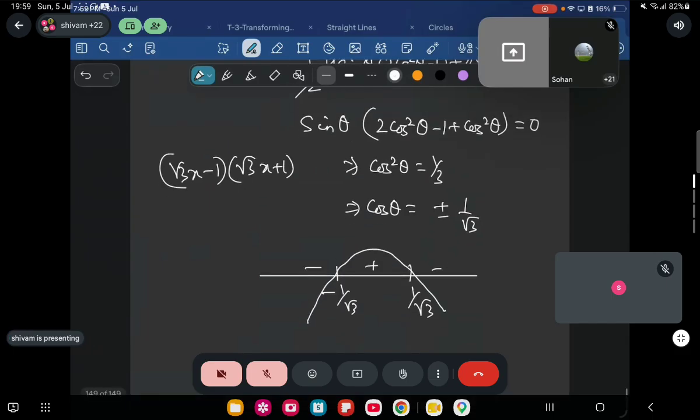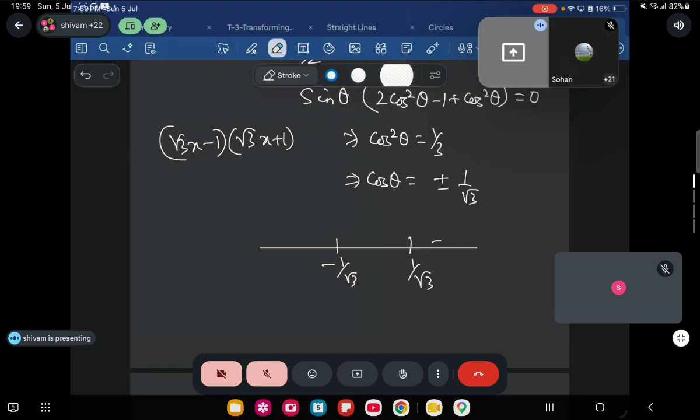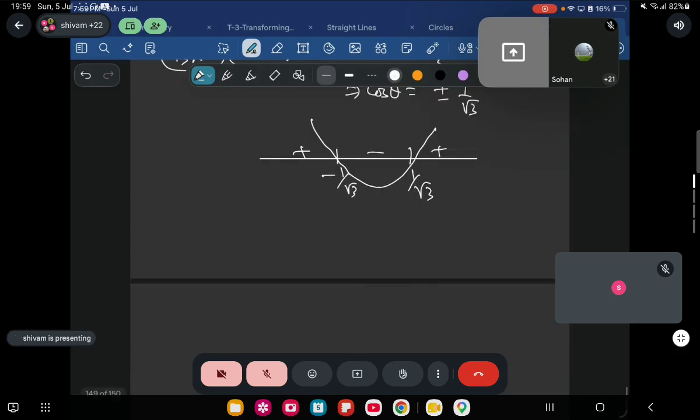No, wait a minute. I'm getting confused. We are talking about 3x square minus 1. Wait, this one was only correct. It's a parabolic graph, root 3x square minus 1. So this will be positive, then negative, then positive, right? So 1 by root 3 will get the maximum, right? So cos theta is equal to 1 by root 3. So what is sin theta? Tell me everyone.